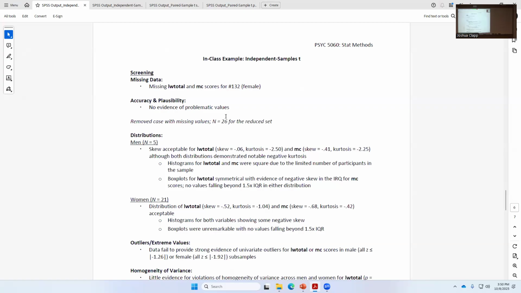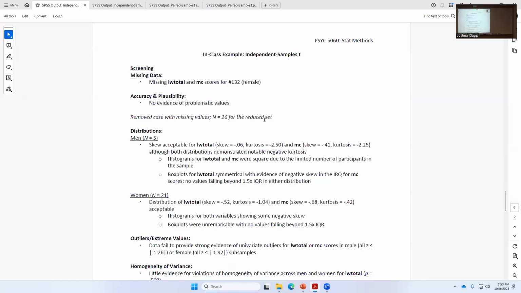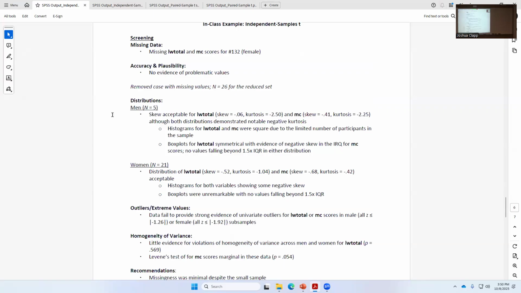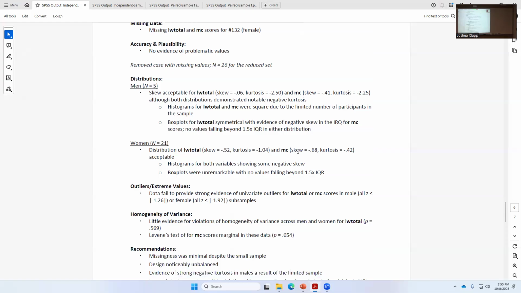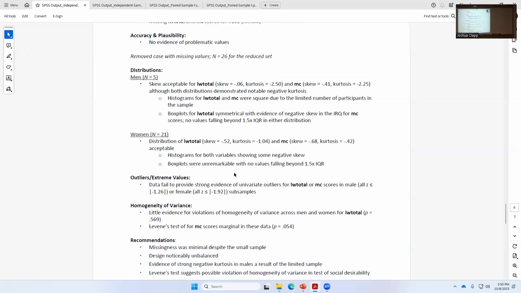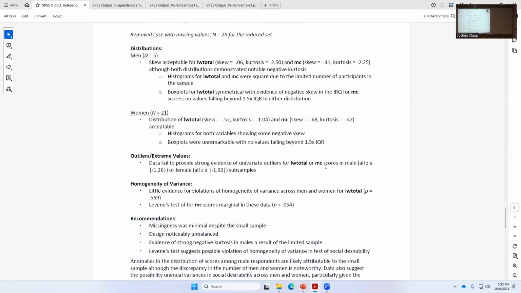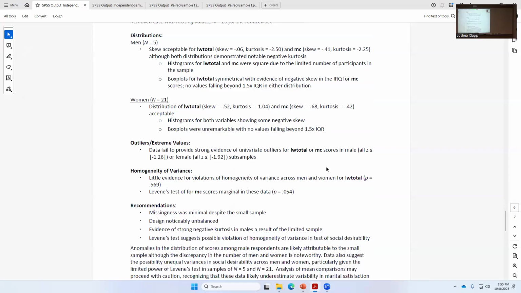We removed the 1 case with the missing value, so I've got 26 in my reduced set. Okay. Distributions for men, talk about skew, kurtosis, describe the histogram, describe the box plot. Not much we can say there, just because they're 5 people, but we're giving a description of those. For the women, same thing, skew and kurtosis for Marlowe-Crowne, histograms showing some negative skew, box plots unremarkable, nothing much happening there. Outliers, extreme values, so reporting that separately for men and women.